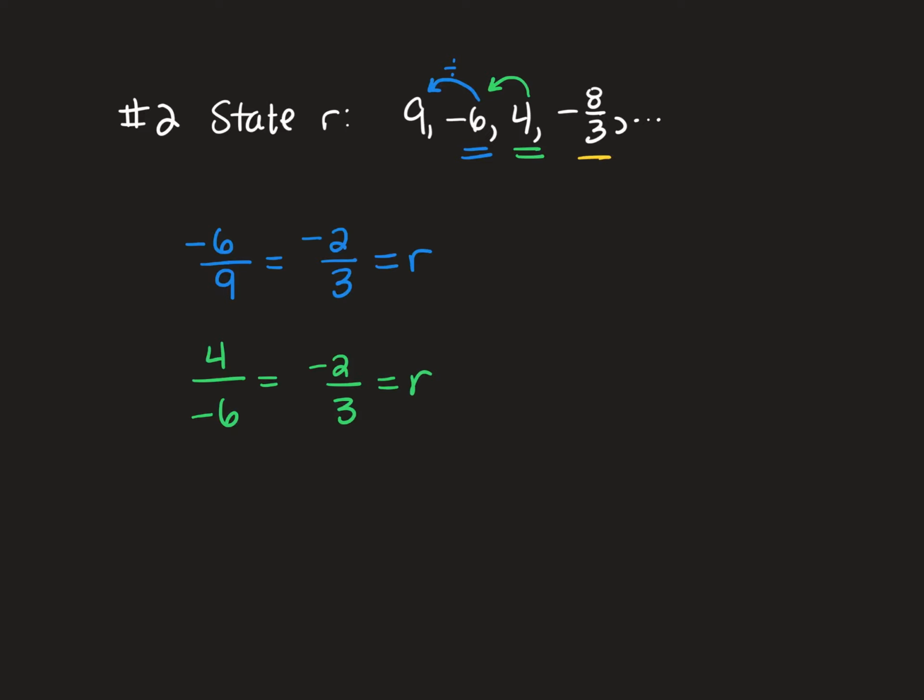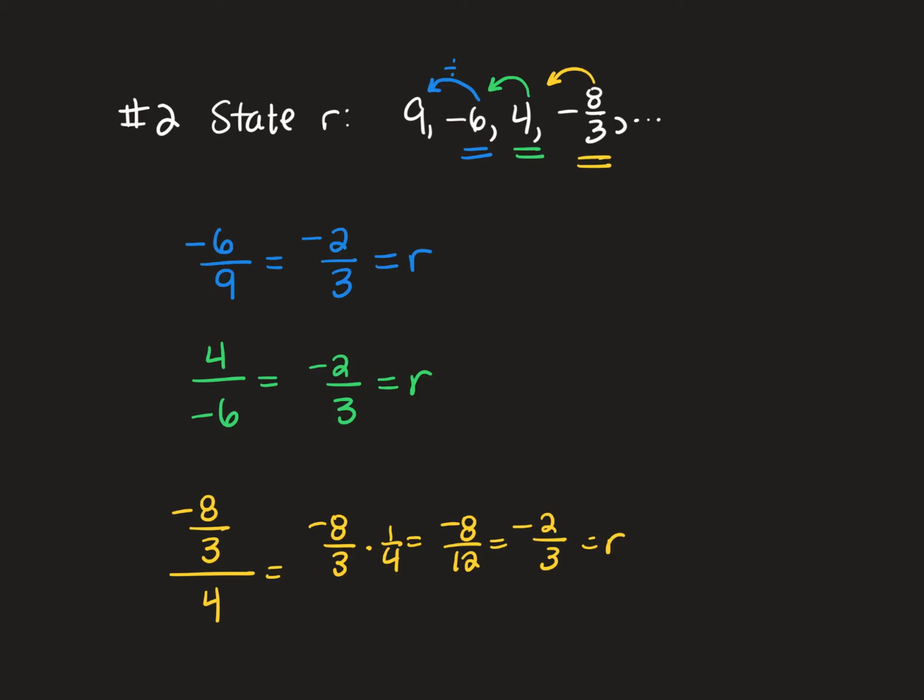Just for fun, let's do the last one. -8/3 divided by 4. You should be able to do this, but that just means -8/3 times the reciprocal of 4, which is 1/4, which gives us -8/12, and look at that, we get -2/3 again. So all of those being the same tells us that's our R value, which we only had to do one time because I told you in this problem that it was geometric.